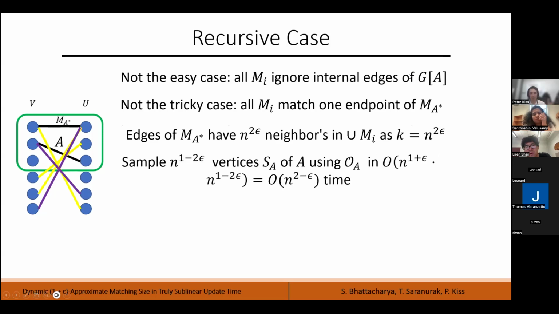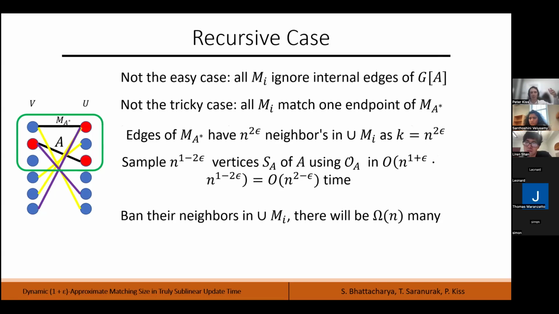We sample some vertices of A uniformly at random. We do this by just picking a vertex, checking whether it's in A, and repeating. So those are the red vertices. And we know that the union of these matchings is expanding very heavily outside of A. That's what the complement of these two cases guarantees. Which means that if we just look at the neighbors of these red vertices inside of the matchings we calculated, most of them are going to be outside of A, and we will just band them.